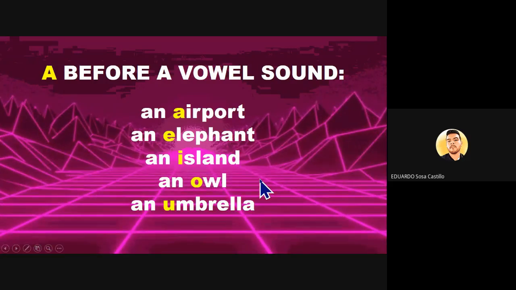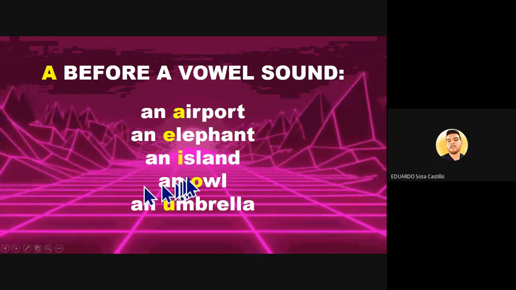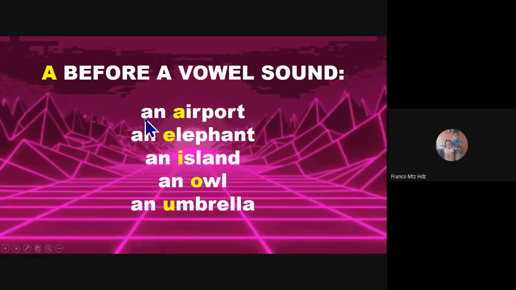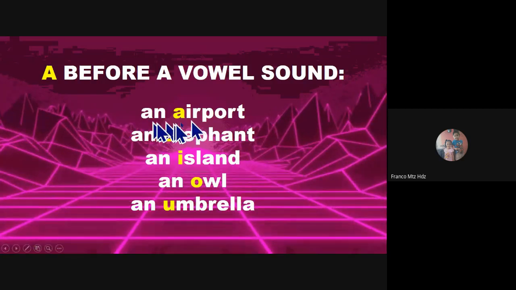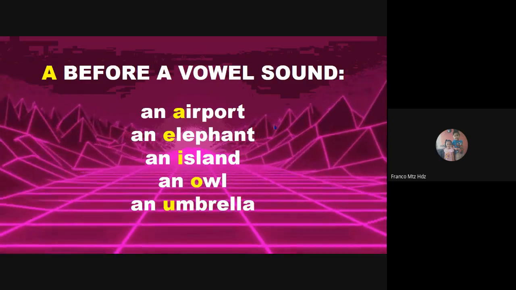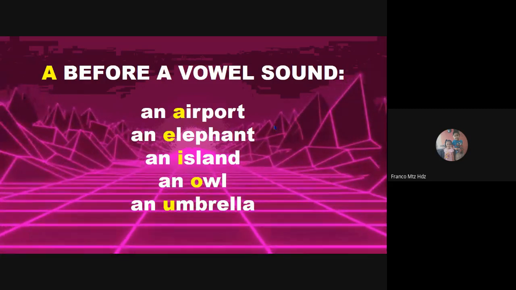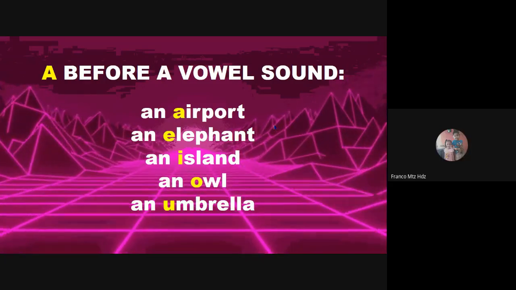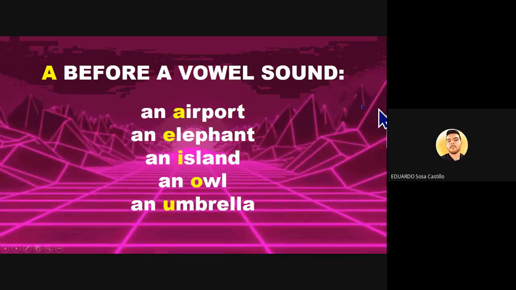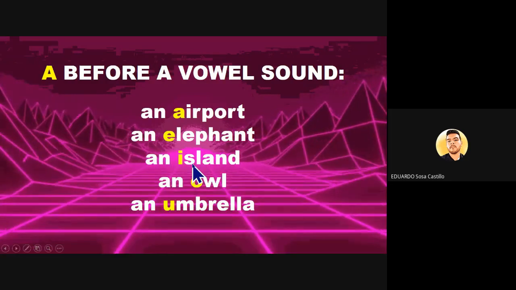Listen to me, Mariana. Airport, elephant, island, owl, umbrella. Come on, start from airport. Number one, an airport. An elephant. An island. Nice. An owl. An umbrella. Yeah, perfect. Here it is very important, Jesus, that you say the pronunciation correctly because island, let me tell you by the chat what is island.